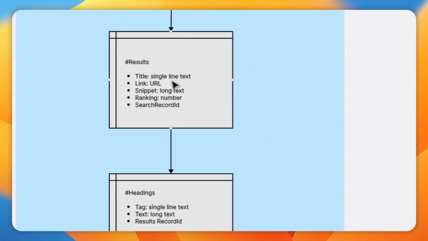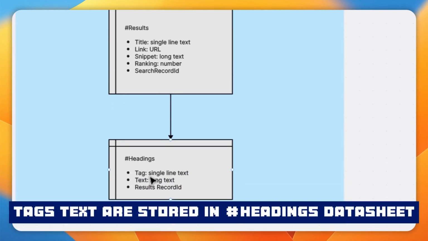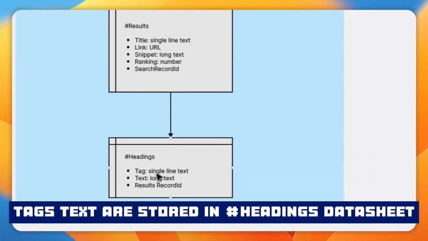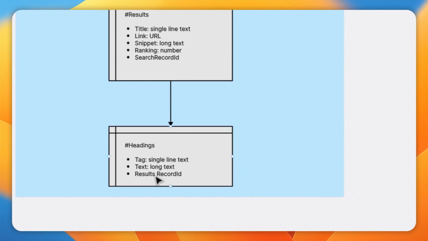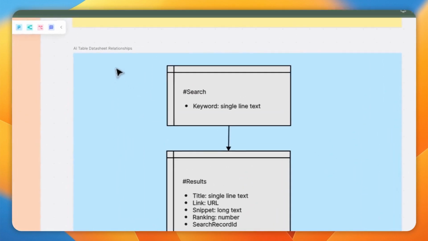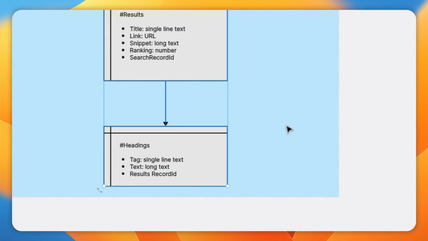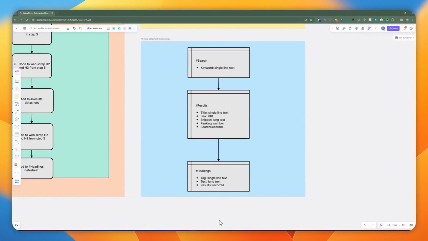The next thing is for each result that we get, we're going to scrape those results, and we're going to be looking for H2 tags and H3 tags. That's going to be stored in this headings data sheet here, and this results record ID is tied back to the results. So there's a big relationship between these three data sheets in a table, and that's what we're going to be using for storing our data.